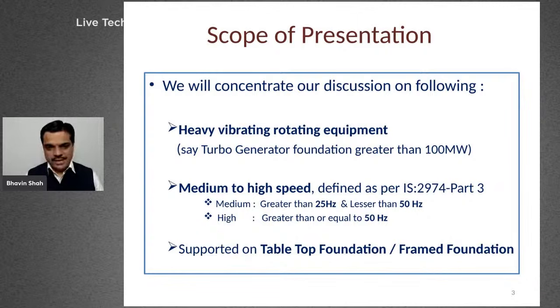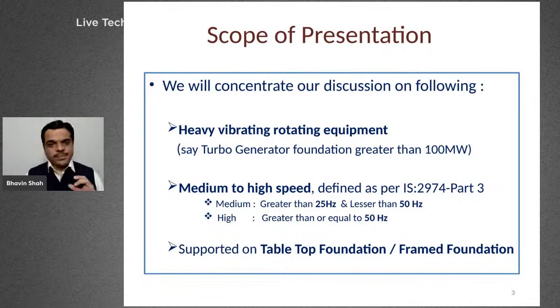Whenever we say high speed machine, then that speed is greater than or equal to 50 CPS. So in this entire talk, in this first part, we are going to focus on equipment such as a turbo generator foundation, which is greater than 100 megawatt. And the speed of the equipment is in the range of medium to high speed. So when we fix this criteria, then for our discussion, IS 2974 Part 3 is applicable.